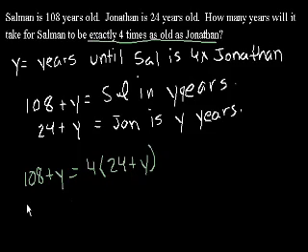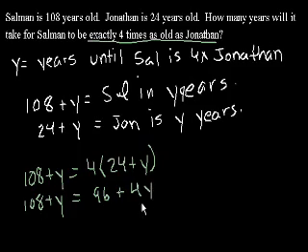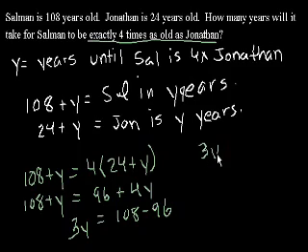And now we just solve the equation. We get 108 plus y is equal to 4 times 24 plus y. Well, 4 times 25 is 100, and we can subtract 4 from there, so it's 96 plus 4y. And now we just solve this equation. I'm going to skip some steps because I think this part is easy for you. 3y will equal 108 minus 96. So we get 3y is equal to 12, right? Yeah. So y is equal to 4.